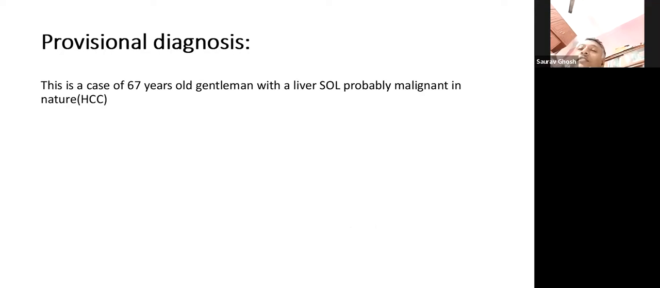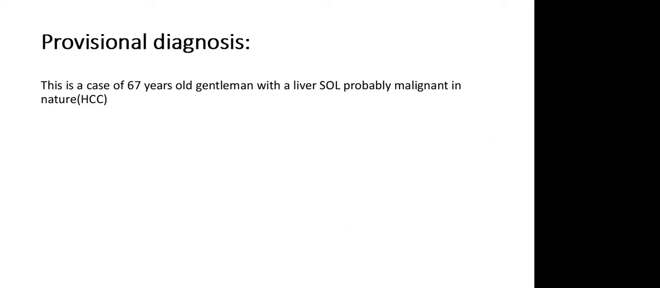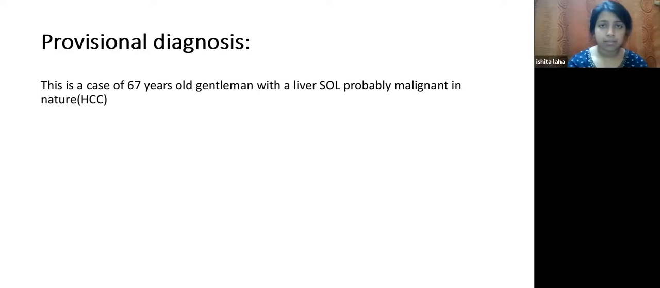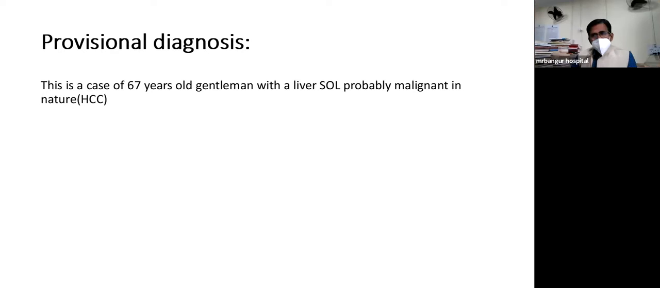Okay, so this is your provisional diagnosis. Would you like to offer a list of differential diagnoses along with it before I go into the points in favor? Yes, sir, my differential diagnoses will be gallbladder CA and gastric CA. Pardon? Gastric CA presenting as a lump in the right hypochondrium.